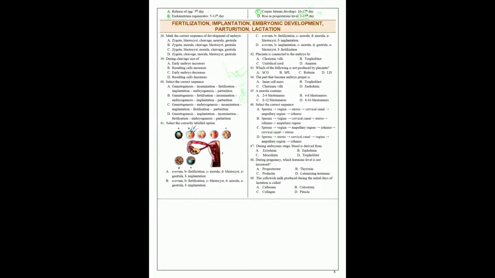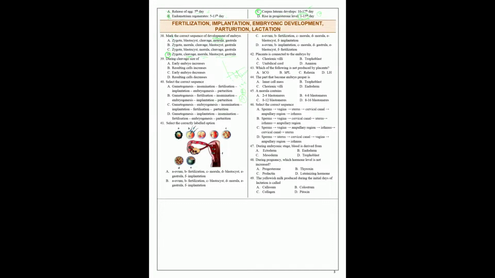Mark the correct sequence of development of embryo: zygote, blastocyst, cleavage. This is not neurula; this should be morula. So in the correct sequence, zygote formation takes place first. Then after zygote formation, cleavage takes place. Then morula formation, blastocyst formation, then gastrula formation. So D will be the correct answer: zygote, cleavage, morula, blastocyst, and gastrula.